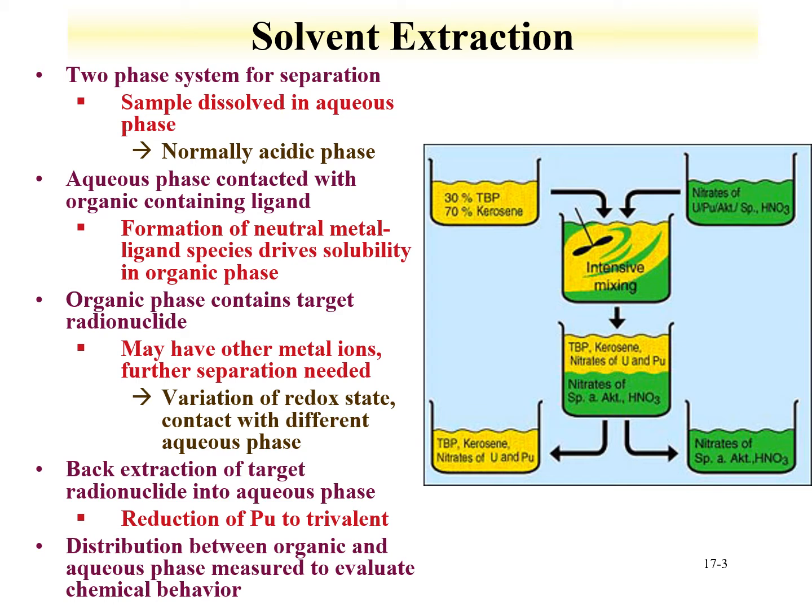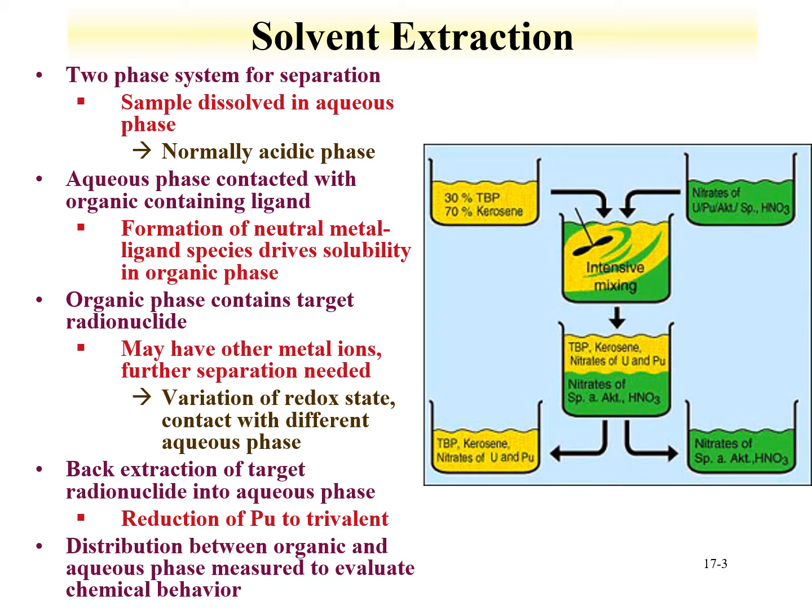The aqueous phase is contacted with the organic phase containing the ligand. In order for a metal ion to be extracted from the aqueous phase to the organic phase, a neutral species needs to be formed. If you remember on the previous page, we had two nitrates with the uranyl, so that would form a neutral species, and that drives the solubility in the organic phase. So the organic phase contains the target radionuclides. It may have other metal ions that are present. These may need to be further separated.